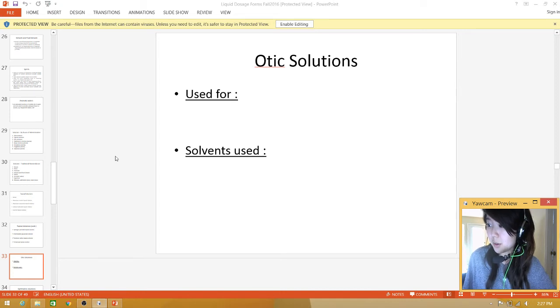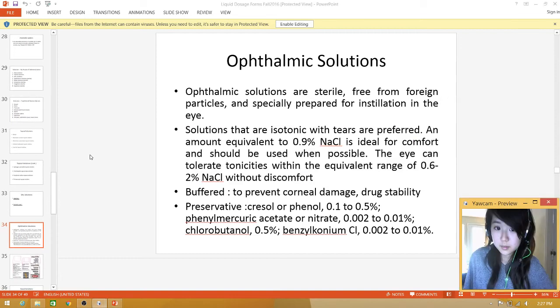But they should preferably be oil-based, and so we're going to be using glycerin or propylene glycol. Ophthalmic solutions must be sterile and preferably isotonic, meaning that the concentration of sodium chloride in solution should be around 0.9%. This is the same tonicity as the eye fluid. They are also going to be buffered to have a pH close to that of the body, so around 7.4, and this is going to prevent corneal damage.